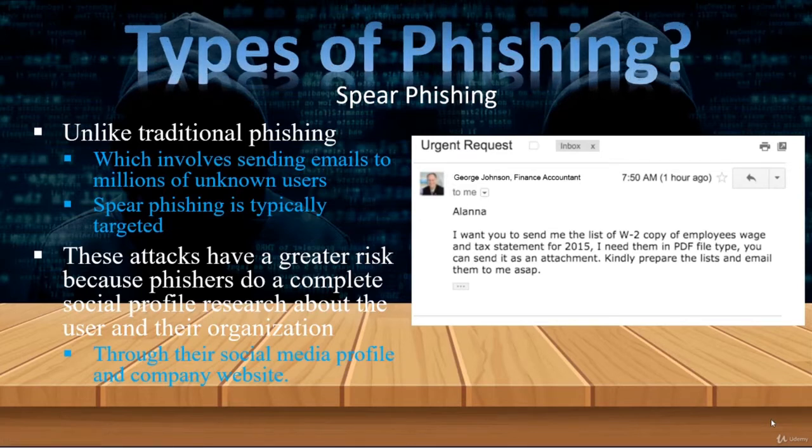Cybercriminals do their homework and study a person's social media profile and company websites. They learn who people are and request tasks specifically related to their job function. Here you see a person, likely another employee, at the same organization asking for sensitive employee information to be emailed. As a precaution, the employee should verify the request.